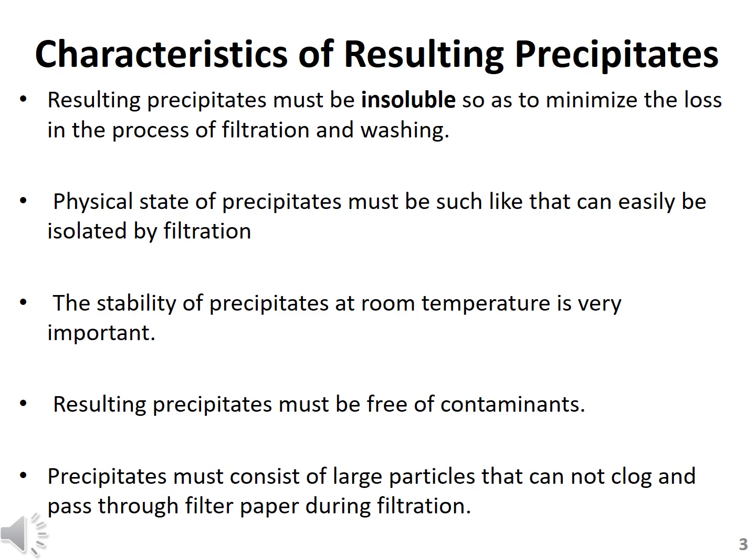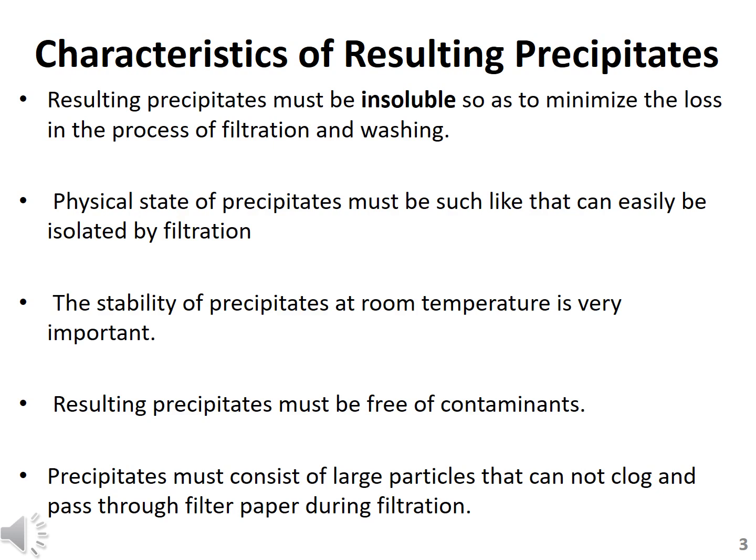The second one is that the physical state of the precipitate must be such that it can easily be isolated by filtration. So the precipitate should be less in number but bigger in size, so that it cannot pass through the filter paper. If the number of crystals of the precipitate is more and the size is smaller, then they will have a large surface area and greater reactivity, and they will eventually result in a colloidal solution. So the product should be bigger in size and their number should be smaller.